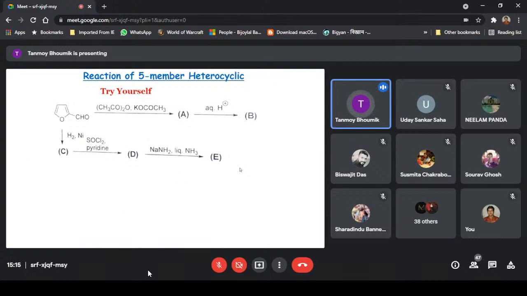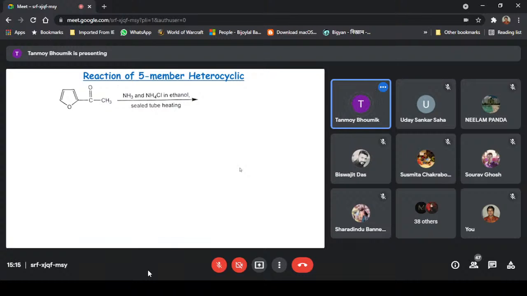So it is one problem. You can try it yourself. And there is another reaction. This reaction is very important. Whenever the ketone analogue of this pyridine ring is treated with ammonia and ammonium chloride in ethanol under selective heating.